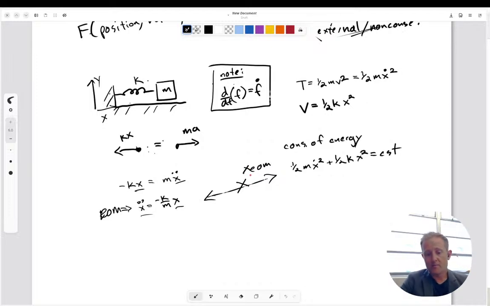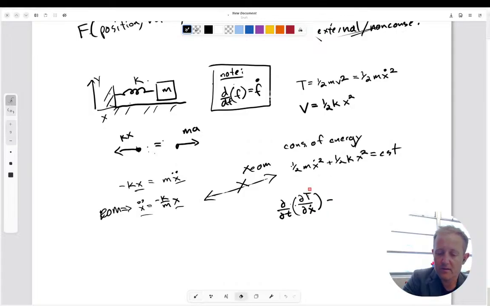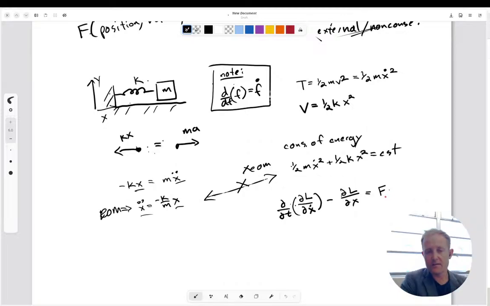The Lagrangian part is that here, if I say d/dt of dL/d x dot, minus dL/dx equals all the other forces out here, and really it's the generalized forces.